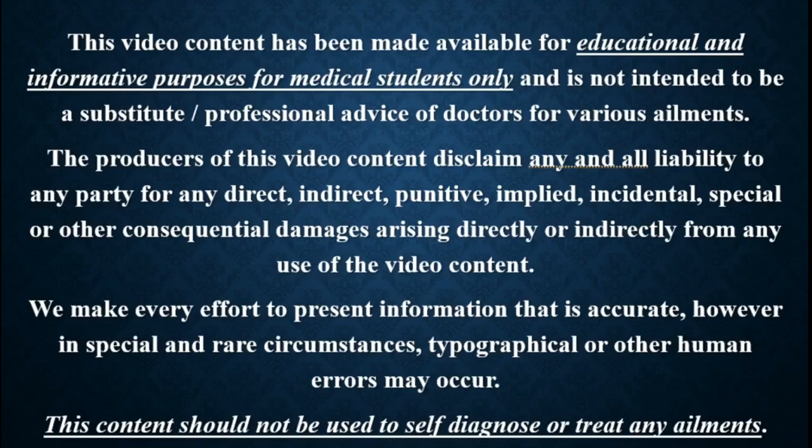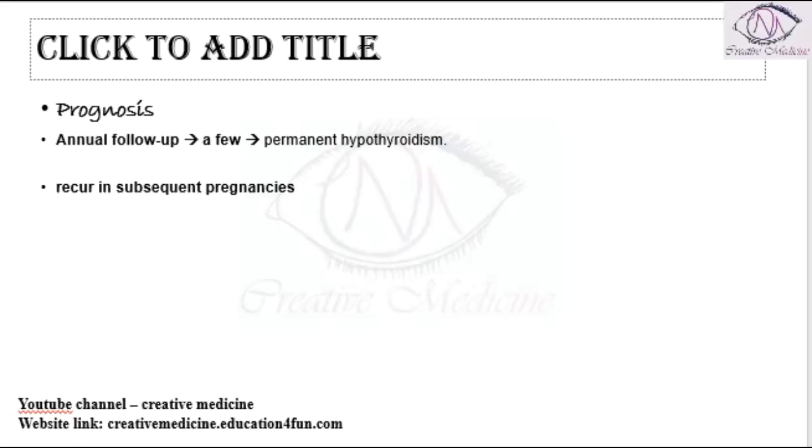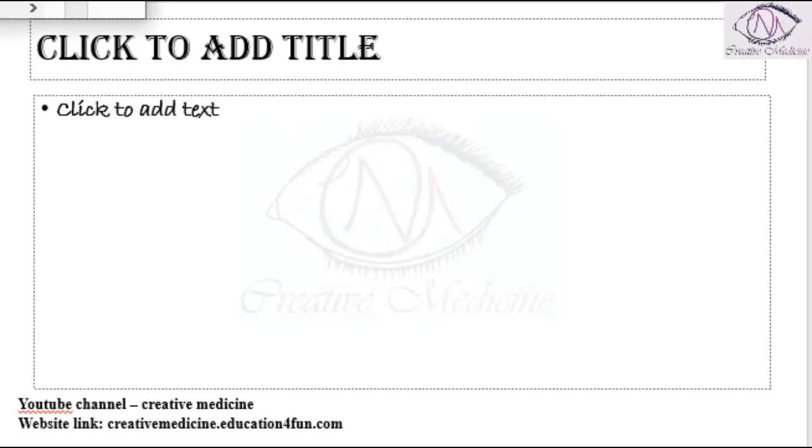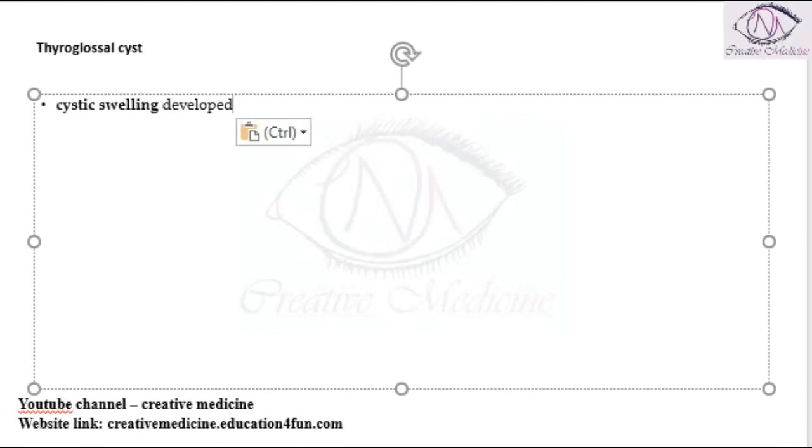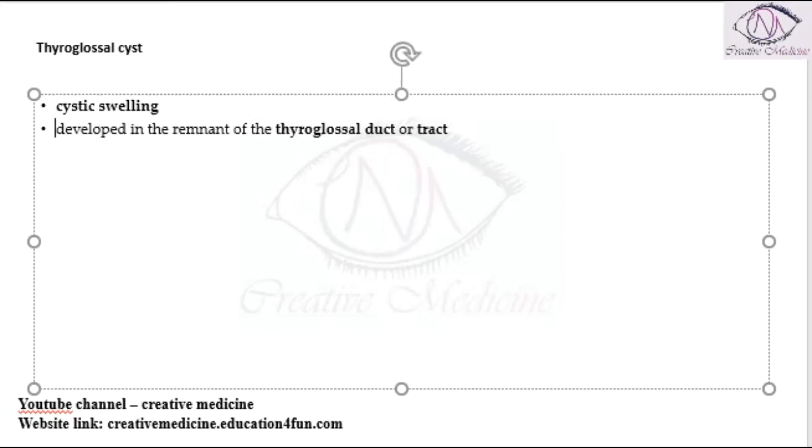In this lecture, we will learn about thyroglossal cyst. Thyroglossal cyst is actually a cystic swelling which is developed mainly in the remnant of the thyroglossal tract or thyroglossal duct. So, thyroglossal cyst is a cystic swelling which is developed in the remnant of thyroglossal duct or thyroglossal tract. So, what are the sites?